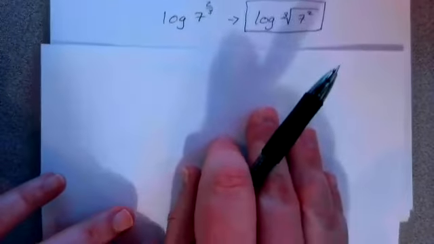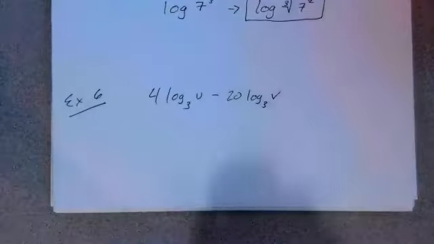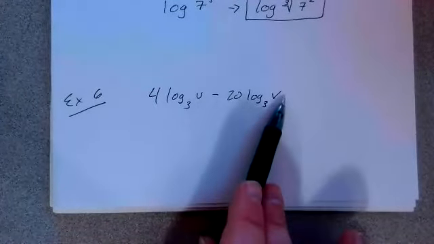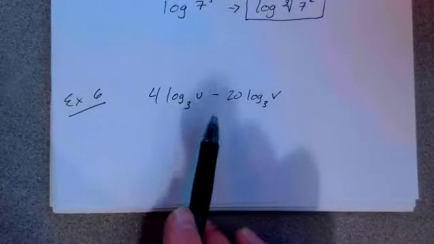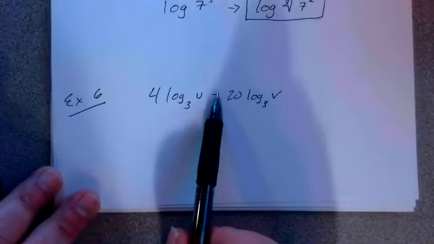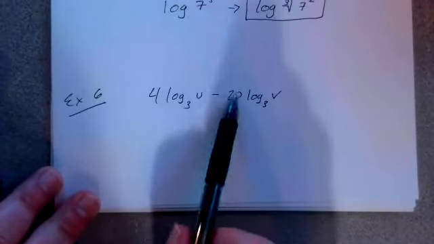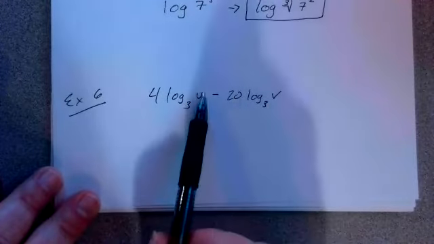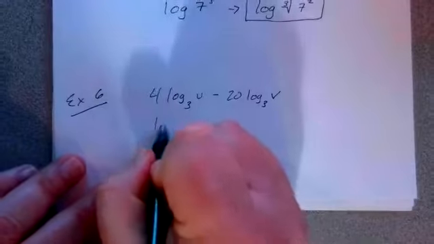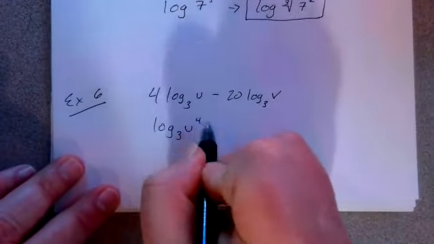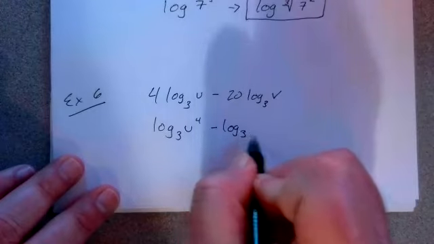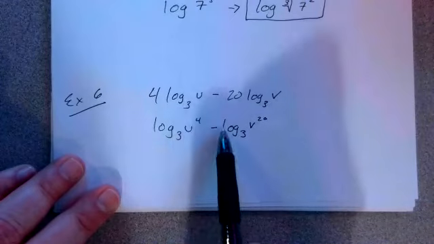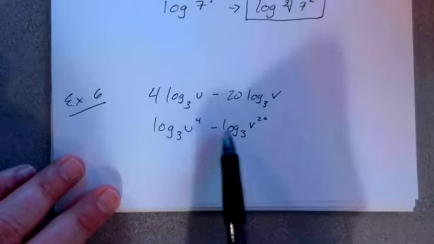All right, one more example. Let's take a look at this one here. 4 times the log base 3 of u minus 20 times log base 3 of v. Do I have the same base? Yeah. So the first thing I'm going to do, I'm not going to do the division part first because I have these multipliers here. So I'm going to take the multipliers and make them the exponents of my arguments. So I'll end up with log base 3 of u to the 4th minus log base 3 of v to the 20th power.